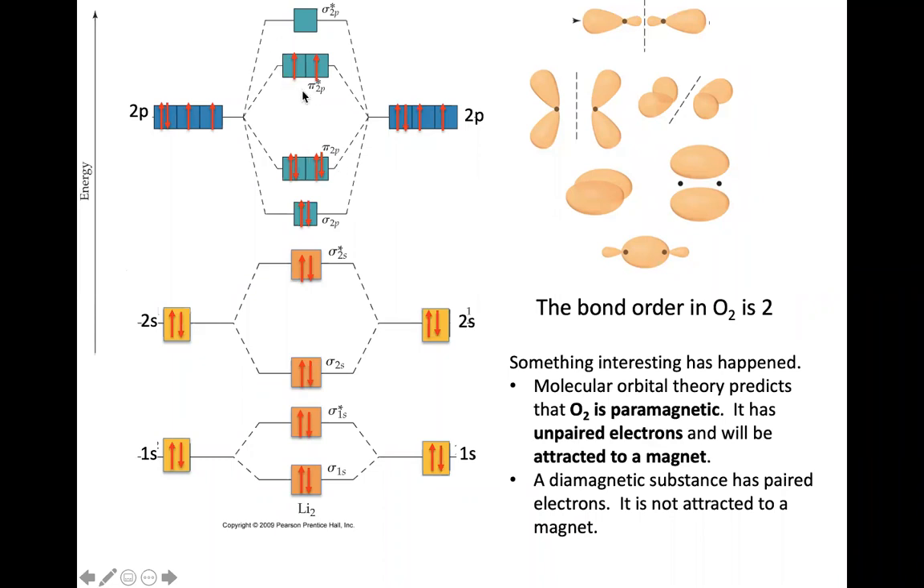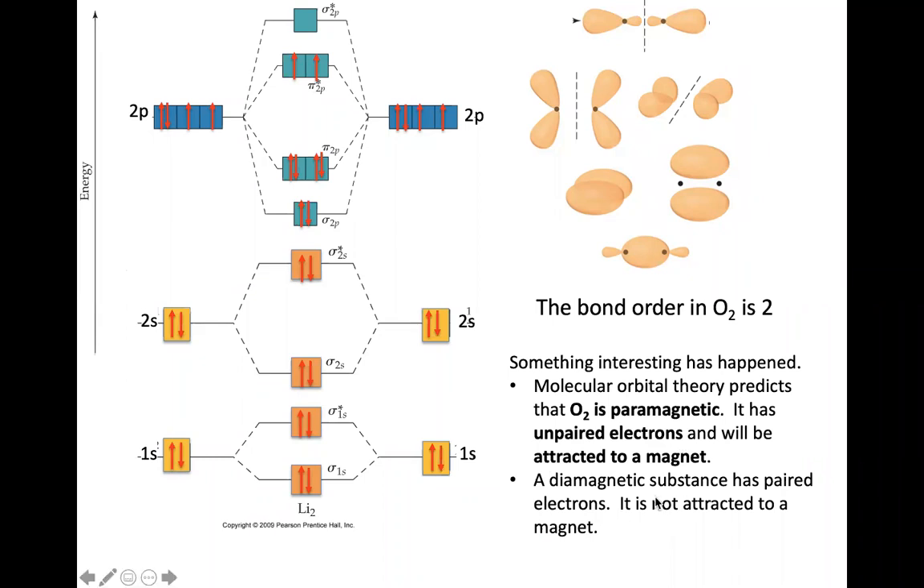Now, importantly, we have unpaired electrons here. Molecular orbital theory predicts for O2 that you're going to have unpaired electrons. If you have unpaired electrons, we call that paramagnetic. A property of paramagnetic substances is they are attracted to a magnet. The opposite would be something that's called diamagnetic. With diamagnetic, they're all paired up. All the electrons in the molecule are paired up, and it's not attracted to a magnet.